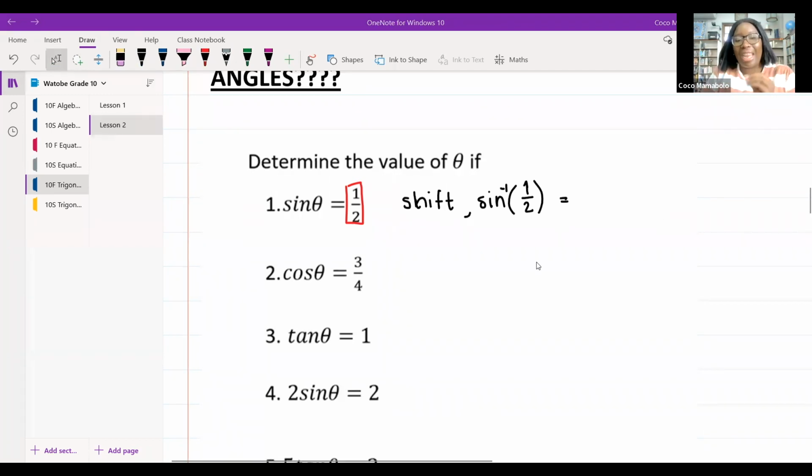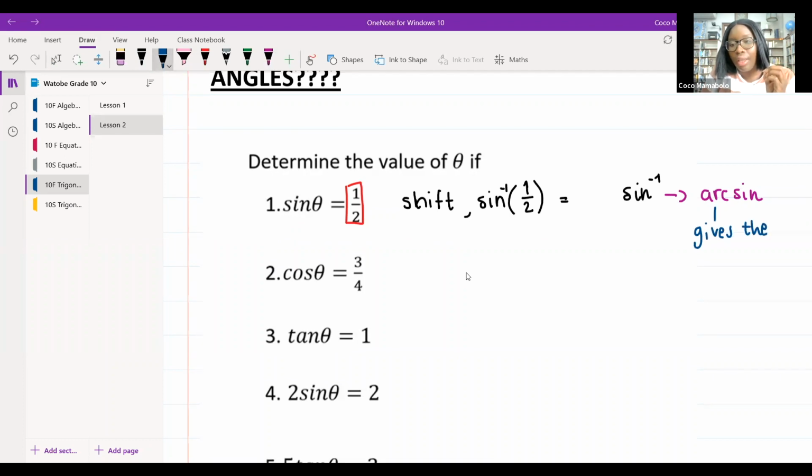Now, we're going to name this, guys. We need to name this. This thing that does this, sine to the -1, is called arcsine. It's the inverse of what we do when we're looking for the ratios. So sine to the power of -1 is arcsine, and that will give you the angle. So arcsine gives us the angle.